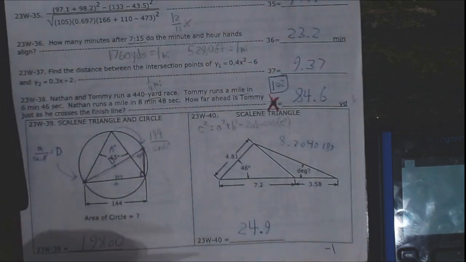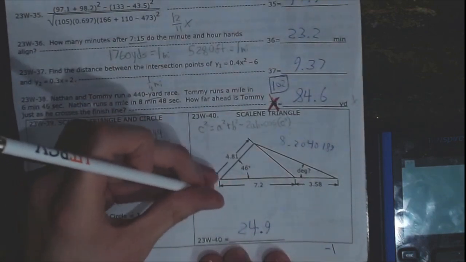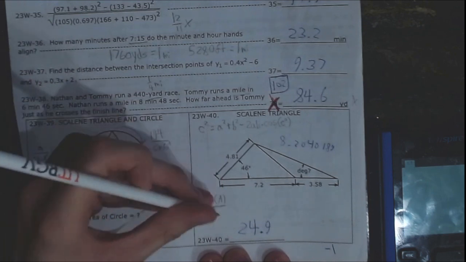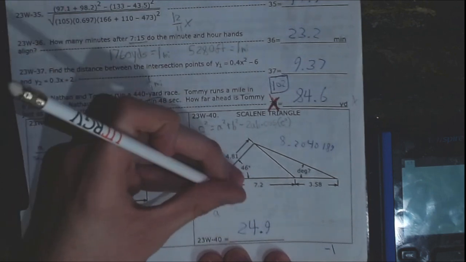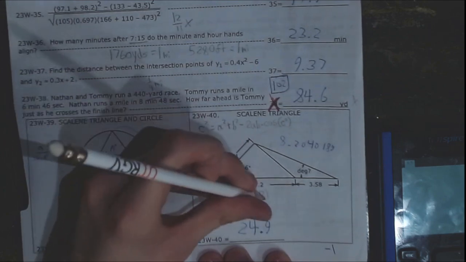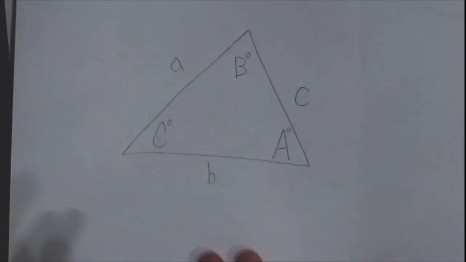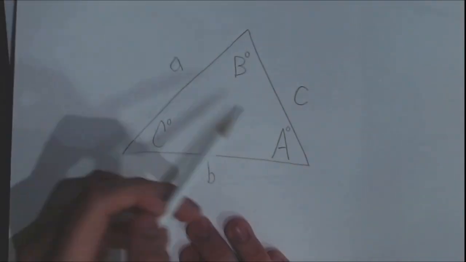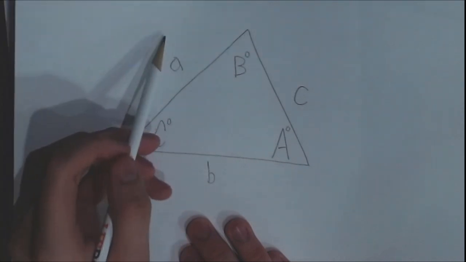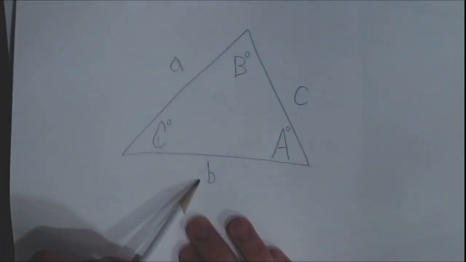And the second equation to know is the law of sines. The law of sines states that sine of angle A over side A is equal to sine of angle B over side B. And let me pull out this diagram again. So the sine of this angle over its side is equal to the sine of this angle over this side. So it's like a proportion.